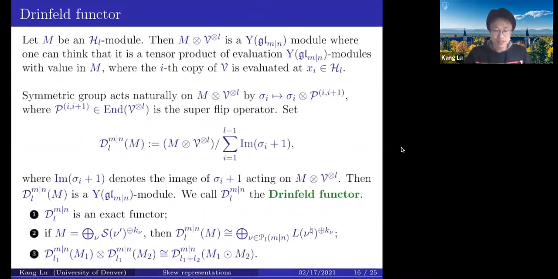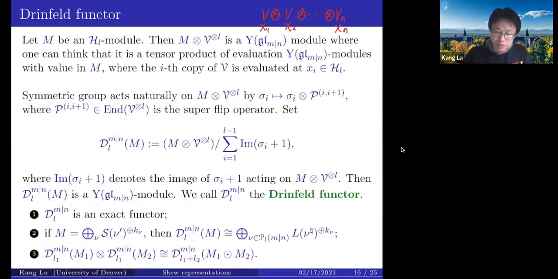Suppose M is a degenerate affine Hecke algebra module, then I can consider this tensor product. Those are tensor products of vector representations, and there is a Yangian module structure. Roughly speaking, you can think of it as the tensor product of vector representations with a bunch of evaluation parameters. For example, this is V tensor V, where here the evaluation parameter is X1, here this is X2, up to Xn. Recall that those X are generators of the degenerate affine Hecke algebra. This is not very precise, not rigorous, just a way to think about it.